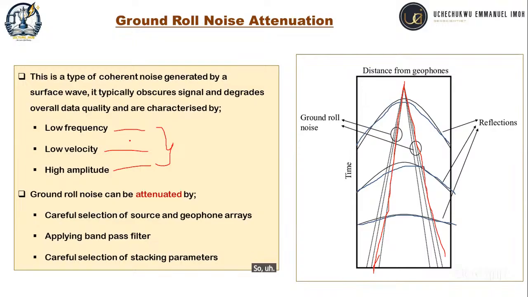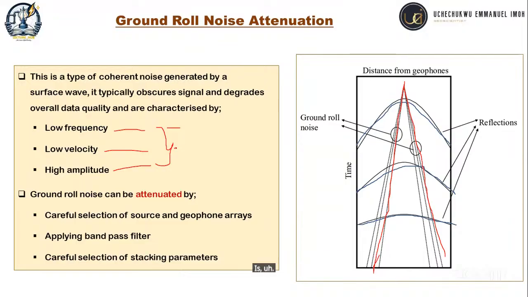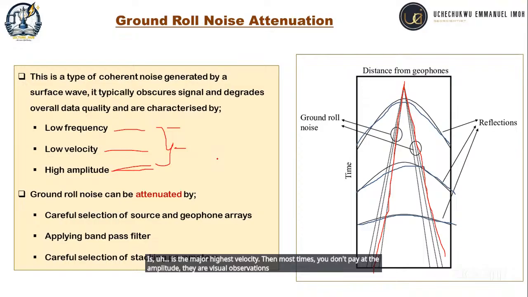So you need to know what is the dominant frequency of your ground roll noise, and measure its velocity. Most times you don't pay attention to the amplitude, they are visual observations. You ignore that. So you understand that.